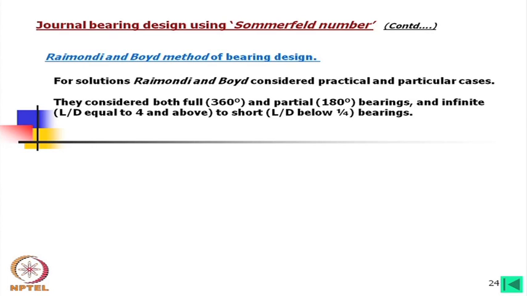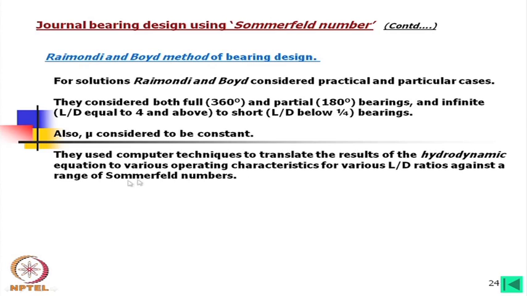that is L by D is equal to 4 and above. L is the length of the bearing, D is the diameter of the bearing. If it is more than 4, it is called infinite. L by D below 1/4 is called short bearing, and mu they considered as a constant.